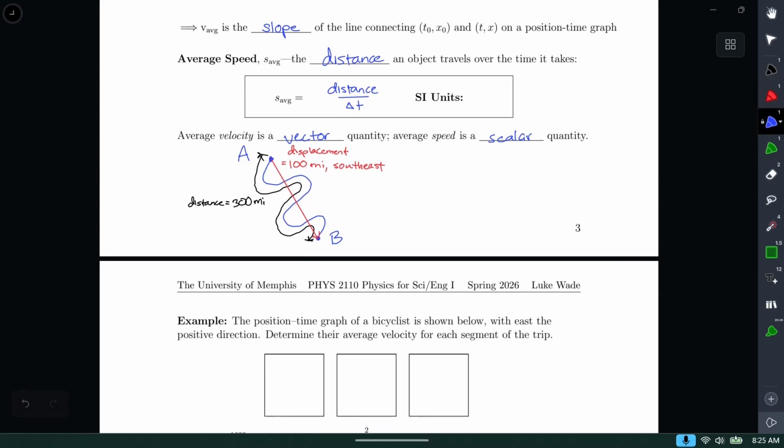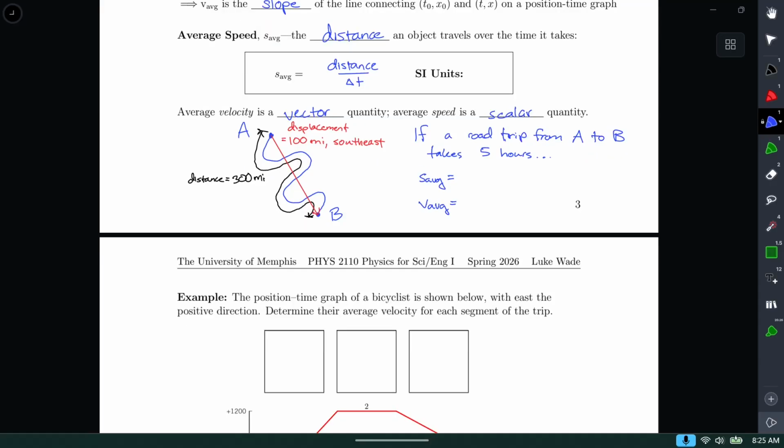All right, now say a road trip from A to B takes 5 hours. So what's your average speed? 60 miles per hour. Yeah, because the distance was 300 miles, took 5 hours, 60 miles per hour. And this is what you would see on Google. If you're looking up how do I get from here to Nashville, it'll say it'll take about 5 hours, and that's assuming you're going an average speed of about 60, because you're mostly on highways.